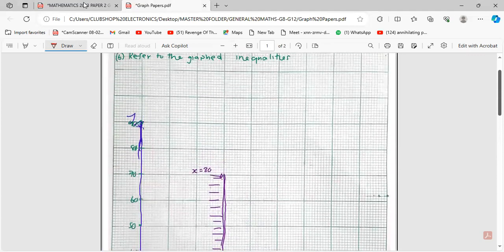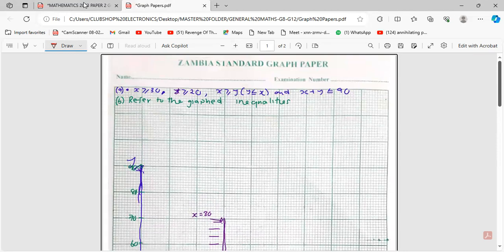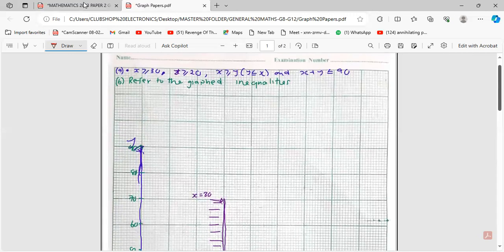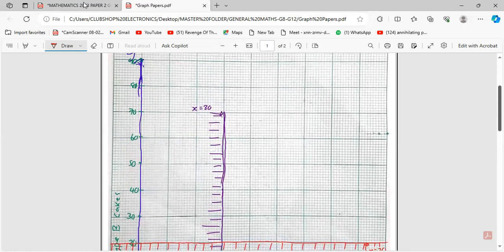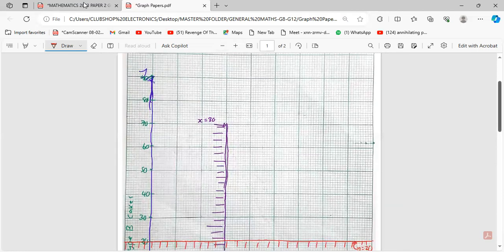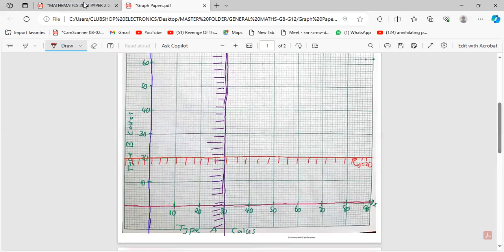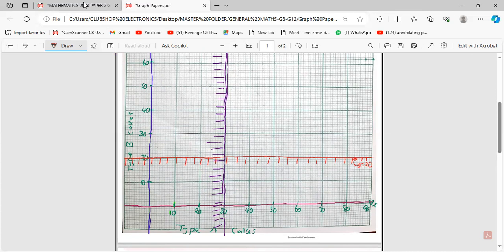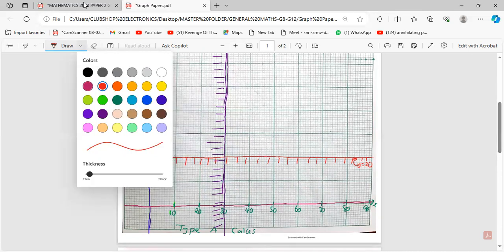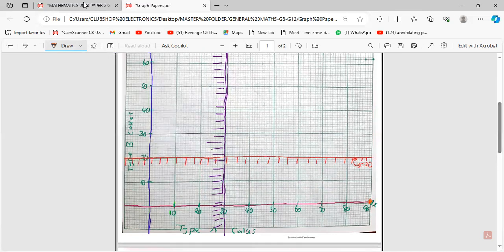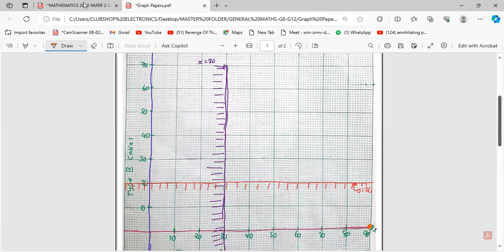And the next one is x plus y is equal to 90. So for this one, because the coefficients of x and y are both 1, there's no need to make the table of values. Just go straight and mark 90 on the x-axis. All right, you mark 90 on the x-axis, and you also mark 90 on the y-axis.